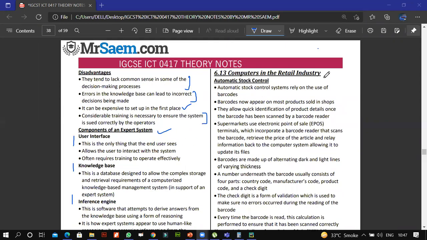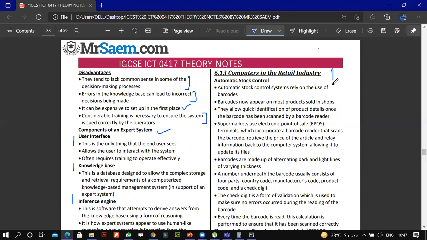Then you have computers in the retail industry. Again, in the retail industry, automatic control systems are really important. We talk about point of sale terminals. When you go to a store, you have a point of sale terminal and a barcode. They have all the items stored in their point of sale terminal's database. When you purchase something, the items are subtracted from their back-end stock and it's updated. If you talk about electronic point of sale terminals, we bring in the credit card.